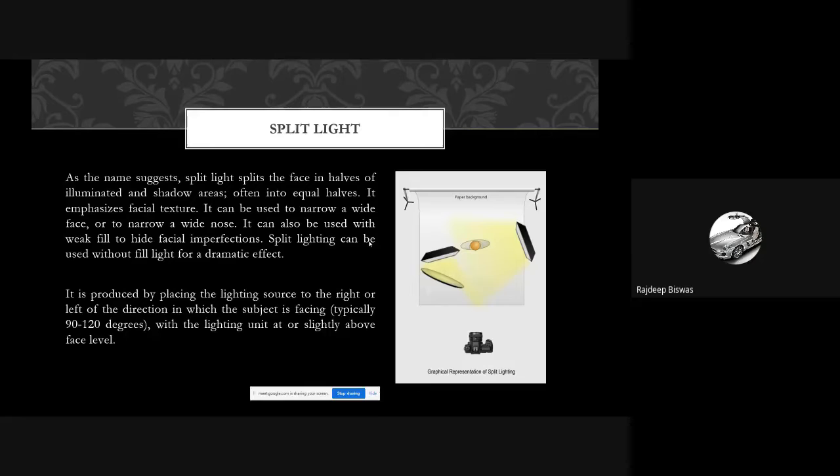Okay. Now let me come to split light. As the name suggests, split light splits the face of the subject into halves of illuminated and shadow areas, often equal. It emphasizes facial texture. Why we use split light is that it's used to narrow a wide face. If I ask the photographer to click my image, I would always mostly use short light or split light. Nonetheless, it can also be used with a weak fill to hide facial imperfections. Split light can be used with or without fill light for dramatic effect.